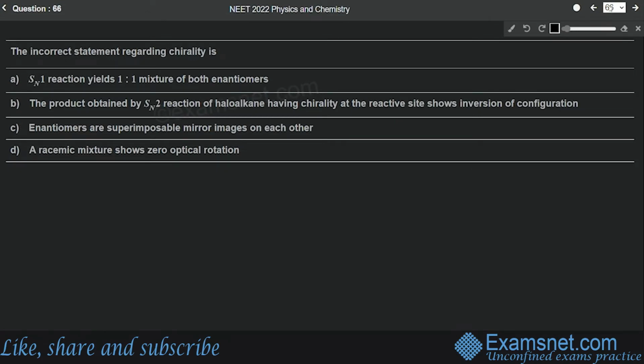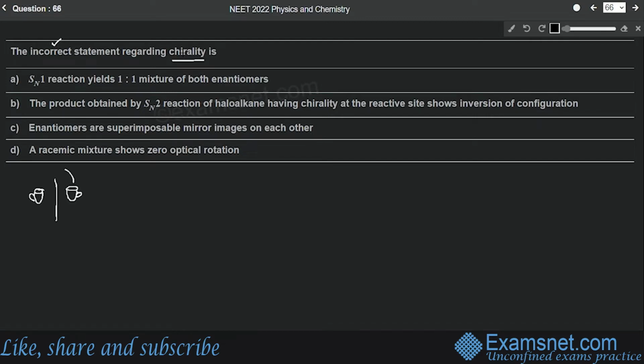Question number 66 is from the chapter Haloalkanes and Haloarenes, and here we have some statements about chirality and we have to find out the incorrect statement. Okay, so we'll discuss the statements one by one, but before that let's understand what is chirality. Suppose we have a mirror here and on the right side of the mirror an object is kept, say a cup is kept. Okay, so on the left side its mirror image will be there. So it will look something like this. That means the image will be inverted, isn't it?